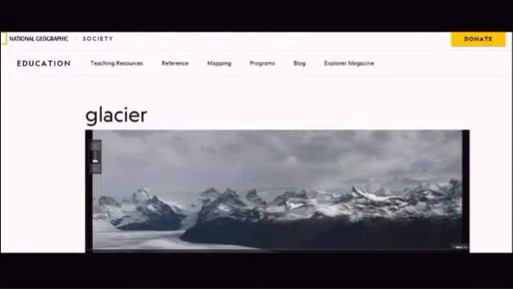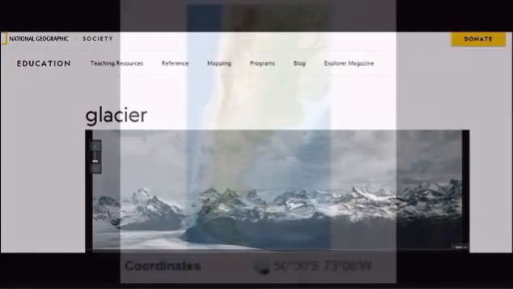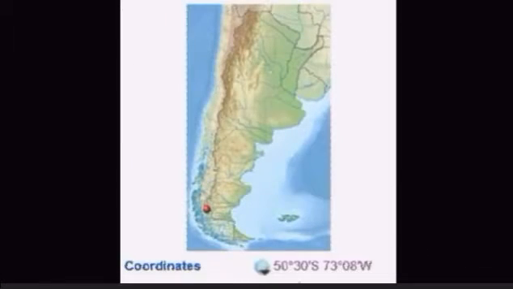Here is the resource information for this image. It can be found in the National Geographic Society. Here are the coordinates for that glacier, and here's the location of it on the map. As you can see, it's located in the Andes.